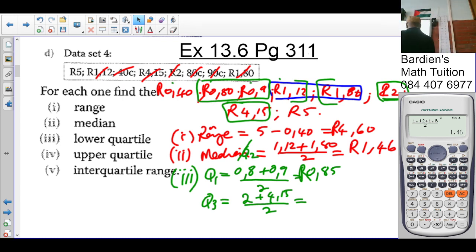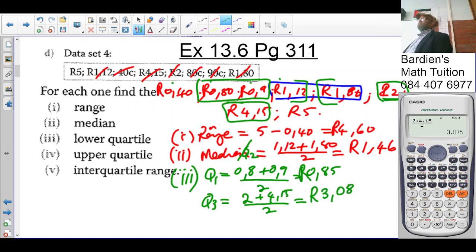Do you want to take a guess? So it's 2 plus 4.15 divided by 2. It gives us 3 rand and 8 cents. Why am I rounding off to two decimal places? Because I was talking about rands. Okay, that's number 3.